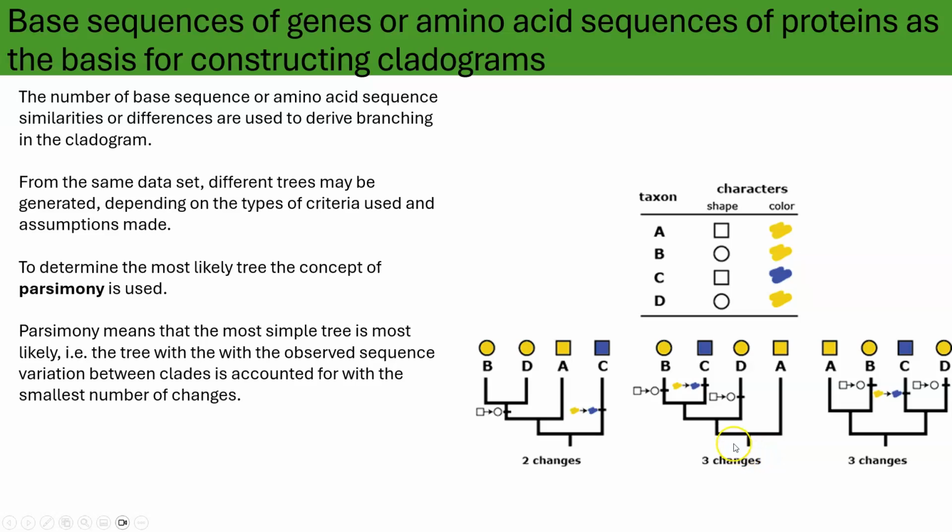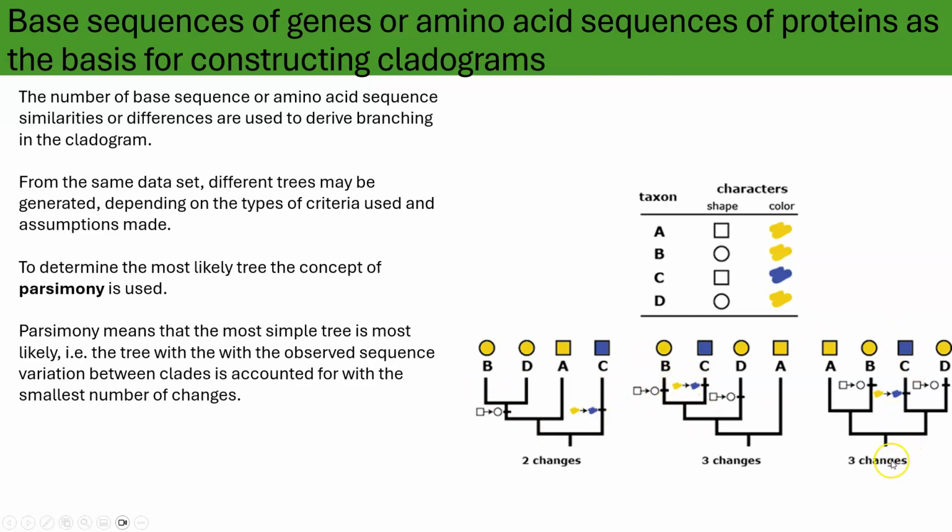Here it is also instead that square is still the ancestral shape and yellow is still the ancestral color, but that it is instead color that evolved here once for C, but it replaced C with B, and then square to circle would have happened twice. So there we have 3 evolution changes. Here we have only 2.